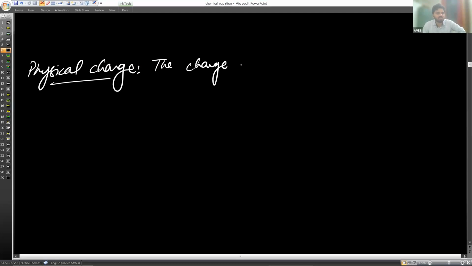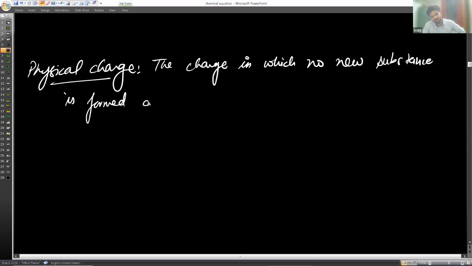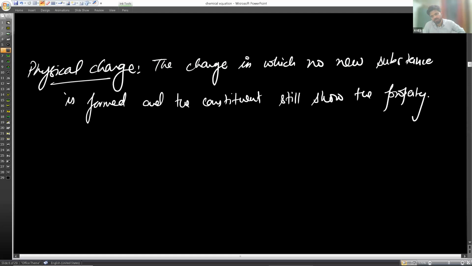Very good. The change in which no new substance is formed, and the constituent still shows its property after the change. Note it down.